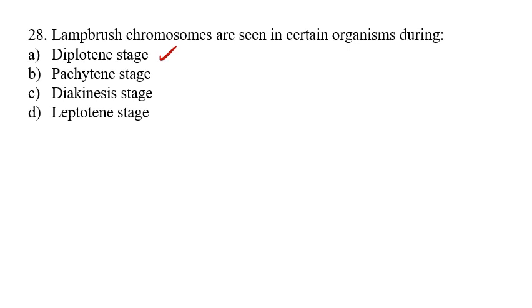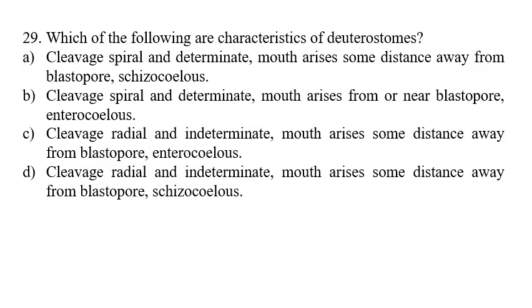ठीक है? So हम लोग को पता है कि जो meiosis 1 की prophase होती है वहाँ पे different stages होती हैं, leptotene, zygotene, pachytene, diplotene and the diakinesis. ठीक है? So it forms due to the inactive transcription of the many genes. Okay? So the correct option would be A, that is the diplotene stage.